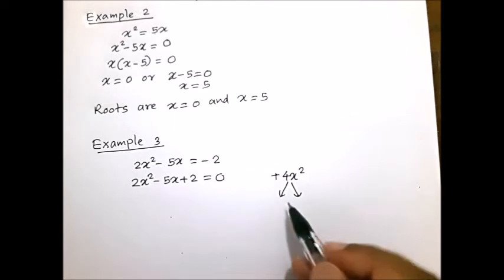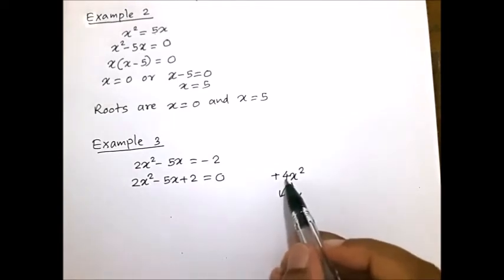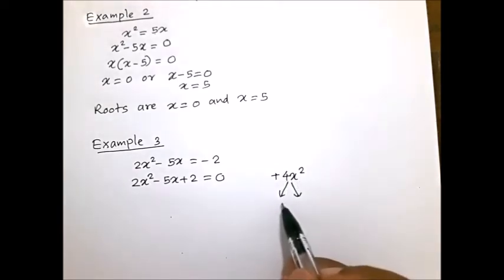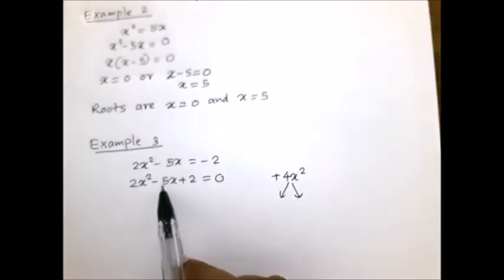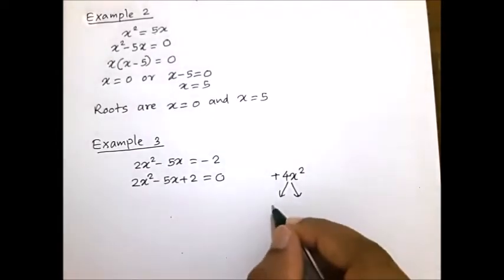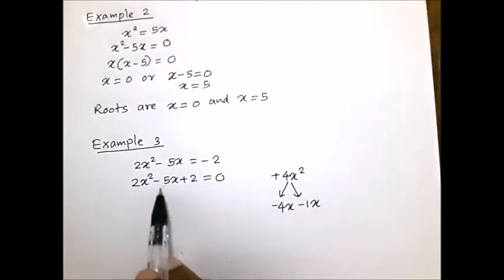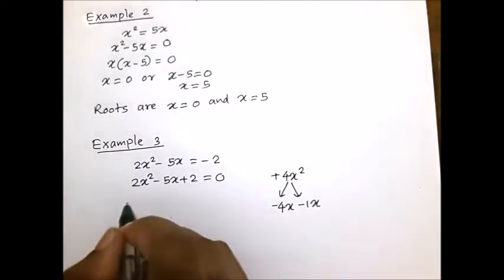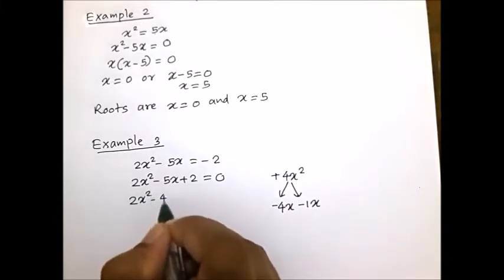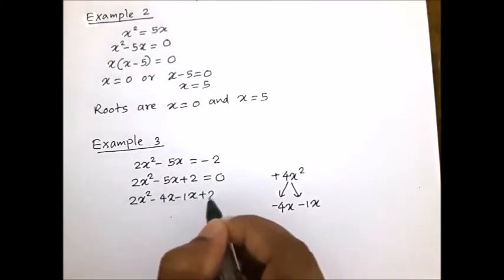Separate this into two terms. The product of these two terms should be equal to 4x to the power 2 and the sum of these two terms should be equal to minus 5x. The two terms are minus 4x and minus 1x. Instead of minus 5x, write these two terms: 2x to the power 2 minus 4x minus 1x plus 2.